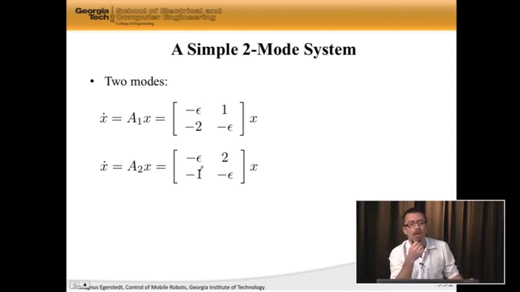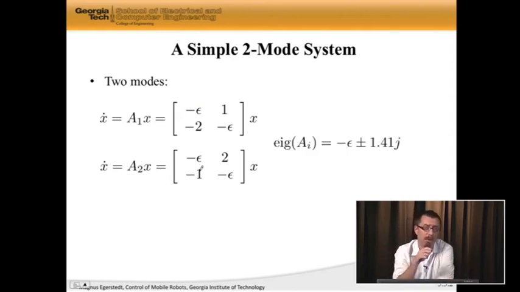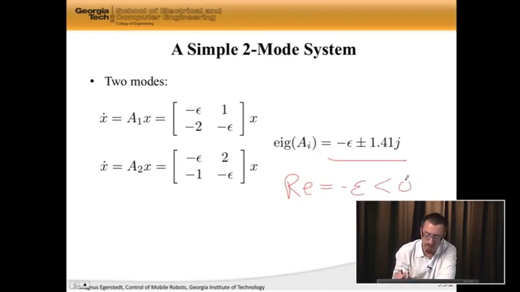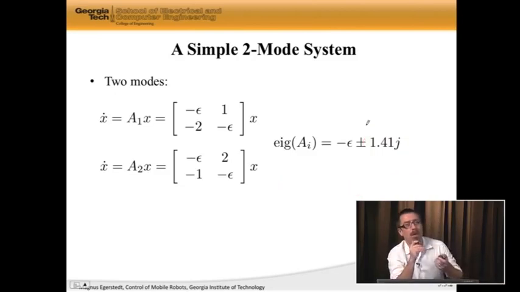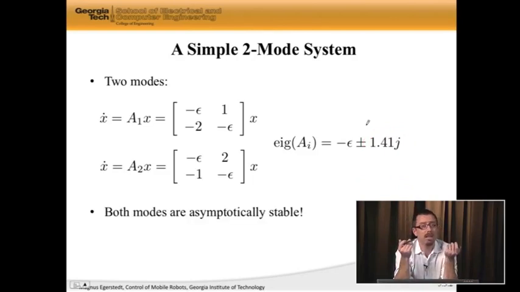That's the first thing we should always do. Well, it turns out that no matter which system you have, both A1 and A2, the eigenvalues are both minus epsilon plus or minus 1.41j. Well, what does this mean? The real part is equal to minus epsilon, which is strictly negative. So both systems are asymptotically stable, meaning that x will die down to the origin. And both of them have a non-zero imaginary component, which means that you're going to have oscillations. So we have asymptotically stable systems with oscillations. And in fact, let's see what happens when we start combining these different modes.